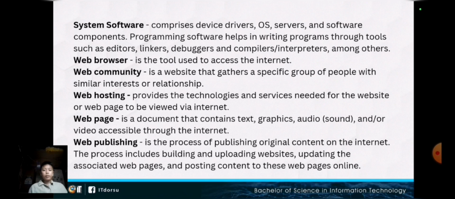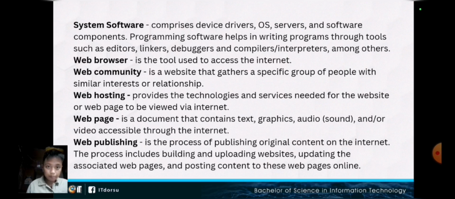Ano pa palang web page? Web page. It is a document that contains text, graphics, audio or sound, and or video accessible through the internet. So, it represents, share, or display some information or content online. Like for example, facebook.com, javatpoint.com, amazon.com. Yan yung mga halimbawa ng webpage. Yung ginagamit natin para makuha na mga informations, like kung ano yung mga gusto natin, may gusto tayong malaman pero hindi natin alam kung saan magtatanong.